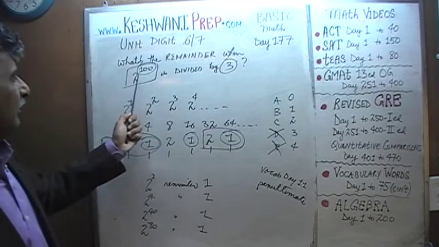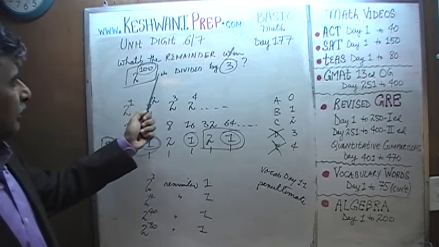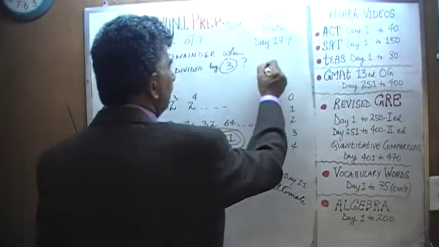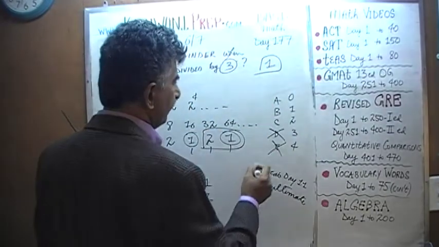The question is, what's the remainder when 2 raised to 100 is divided by 3? The answer is 1.